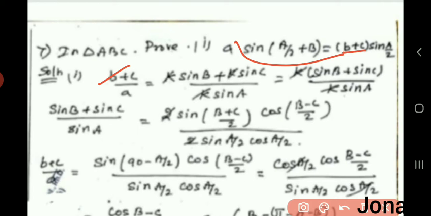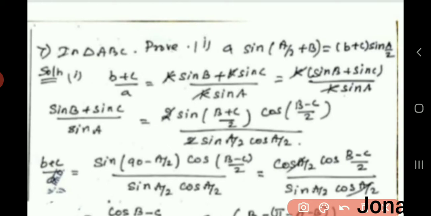If you substitute the sine formula here, I can have k sin B plus k sin C divided by k sin A. At the numerator I can take k as common, that is sin B plus sin C. You can cancel this k and k. So the remaining thing is (sin B plus sin C) divided by sin A.